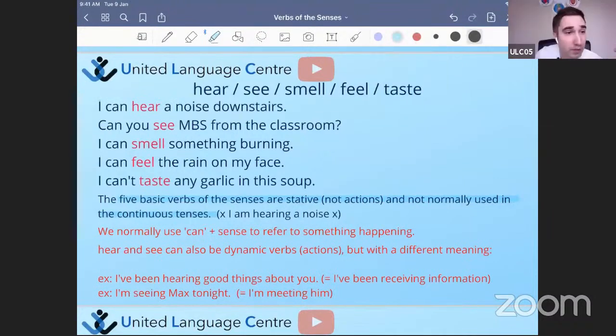So you don't say I am hearing a noise. Right? No. We can't say that. We can't use it with ing. Just like I am loving you, right? We can't say that. We say I love you, right? Love is a state verb. So with state verbs, we can't use verb ing, right? Can you see Marina Bay Sands? I am seeing Marina Bay Sands. No, we can't say that, right?